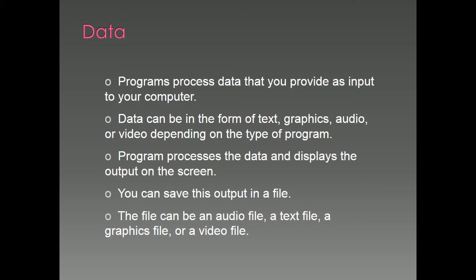Programs process data that you provide as input to your computer. This data can be in the form of text, graphics, audio, or video depending on the type of program. For example, calculator is a program that requires input in the form of numbers. Similarly, sound recorder is a program that requires input in the form of audio. When the program receives the data, it processes the data and displays the output on the screen. You can save this output in a file. Depending on the type of data that a file contains, the file is classified as an audio file, a text file, a graphics file, or a video file.